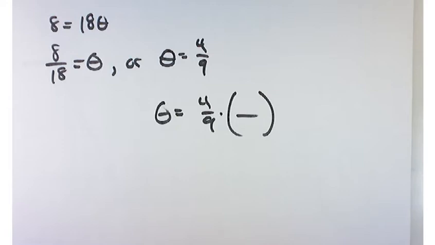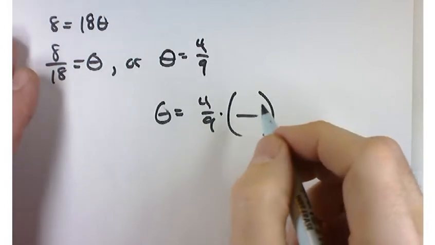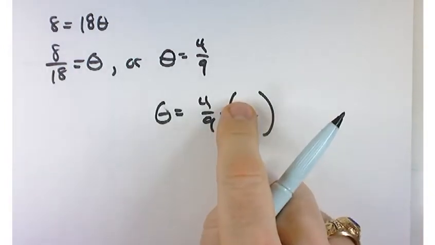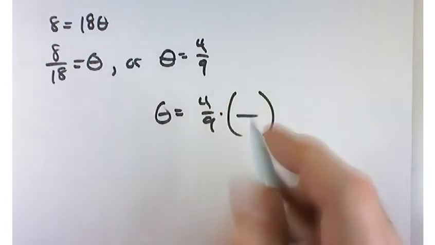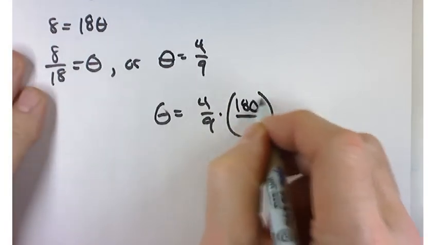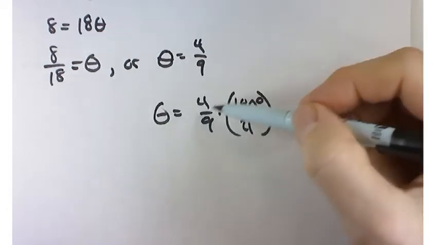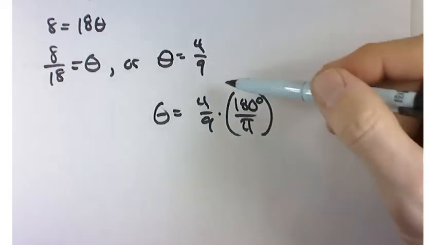Is it 180 over pi or pi over 180? Which one is it? Well, 180 over pi. So you were right. 180 over pi. The units that you want are going to be in the numerator. So the units we're trying to get rid of is radians, even though there's no pi to cancel out.